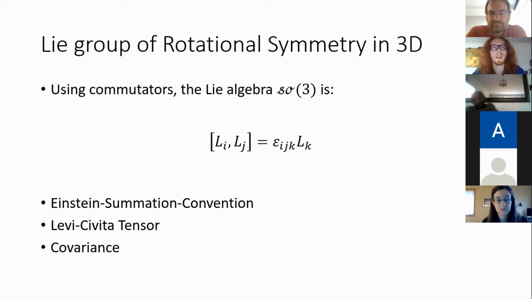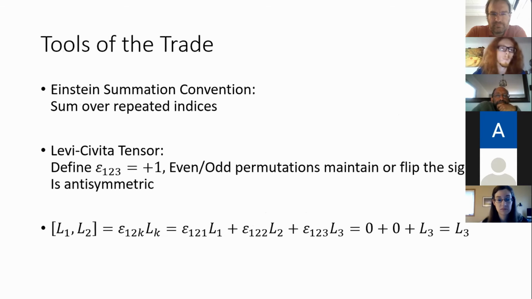Also, we can very concisely write these Lie algebras using commutation relations, or the commutator. There are a couple things here that might not be super familiar, those being the Einstein summation convention and the Levi-Civita tensor. These are like the tools of the trade for a lot of field theories and other applications to physics. The Einstein summation convention states that when we see repeated indices, we sum over them. And for the Levi-Civita tensor, you set a certain permutation of the indices to be +1, and then even permutations of that will keep the sign, while odd permutations will flip the sign to a minus.